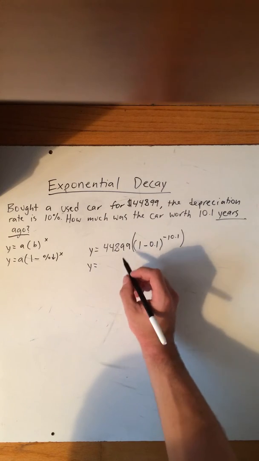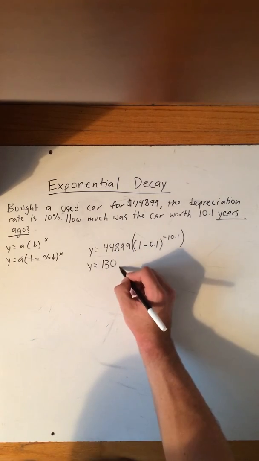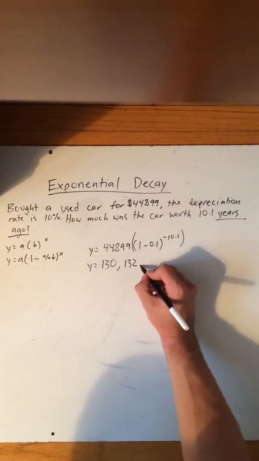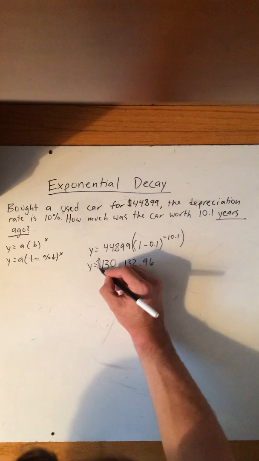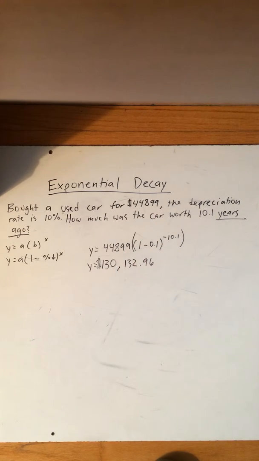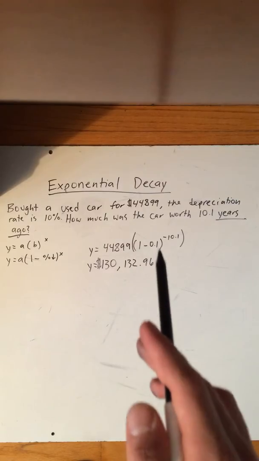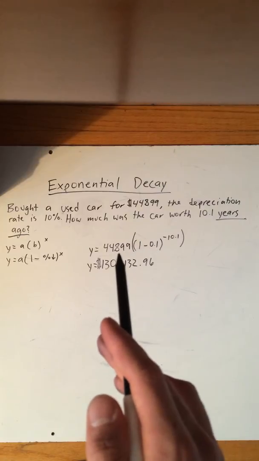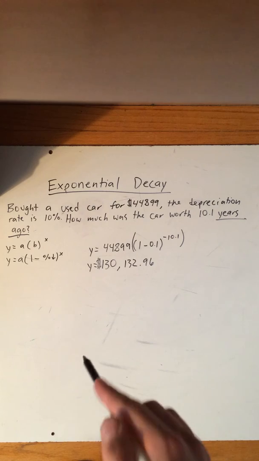So you plug that all into your calculator, you will get an answer of $130,132.96. Now something to be careful of is putting in the value of the 1 minus 0.1 to the power of negative 10.1 and then rounding that number and then multiplying this here, because if you do that you could get a number that's upwards of like $100 off just because of the exponential, just because the decimal continues and it deals with exponents. So you always want to make sure you're keeping the full decimal for this and then multiplying it by that. And this is the final value.